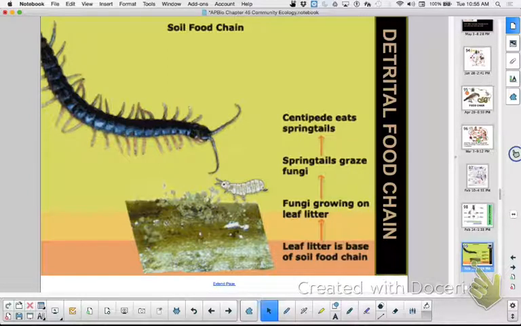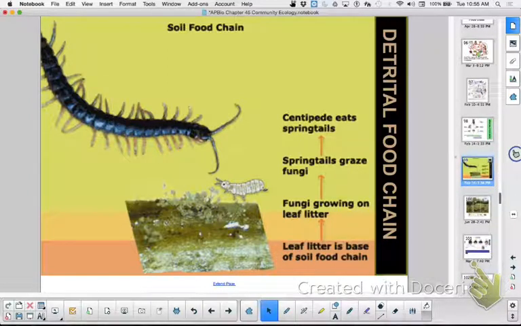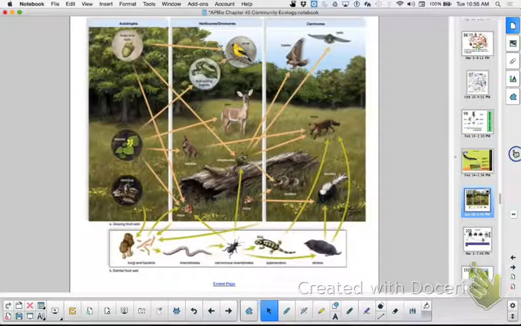And I think you have that all in your notes, yes? All right. And then the two can cross over, and could Blue explain how that could occur? How could these two different food webs cross over?